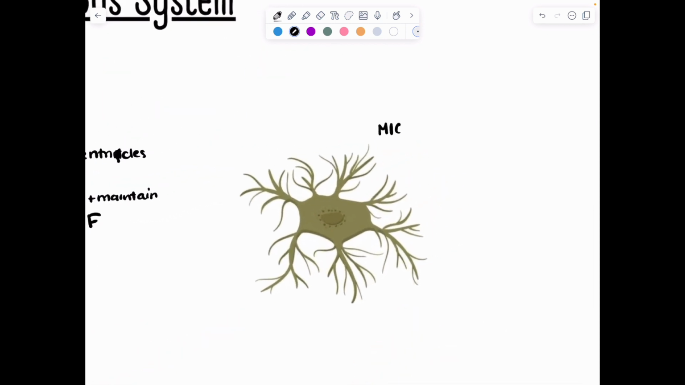Our next is microglial cells. Microglia are our immune system. So these are our macrophages of the central nervous system. So its location is the central nervous system.